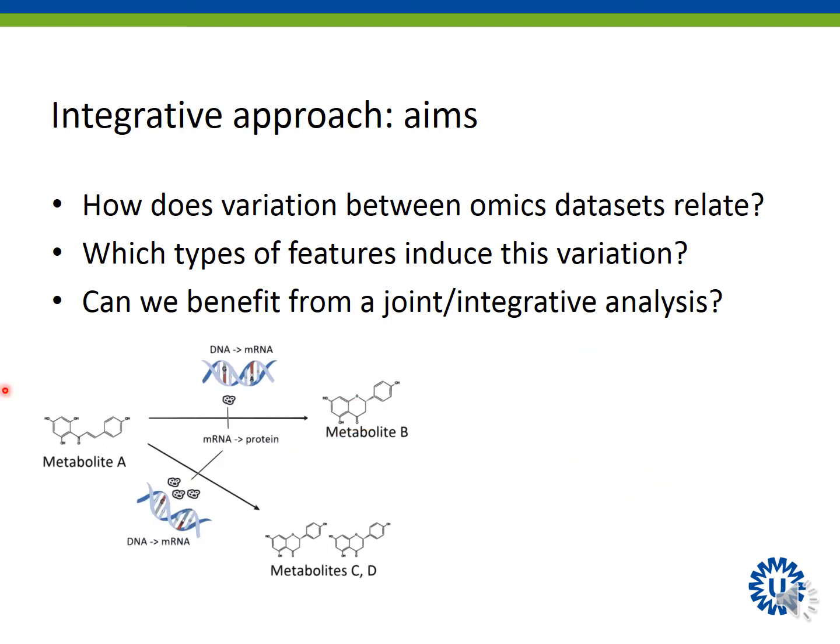Here you can see that by using this integrative approach, we see that, let's say, this gene is related to metabolite A and B because it's involved in this reaction, and gene 2 is correlated with metabolite A and C and D because it's involved in this reaction. So in general, yes, we can benefit from a joint analysis.